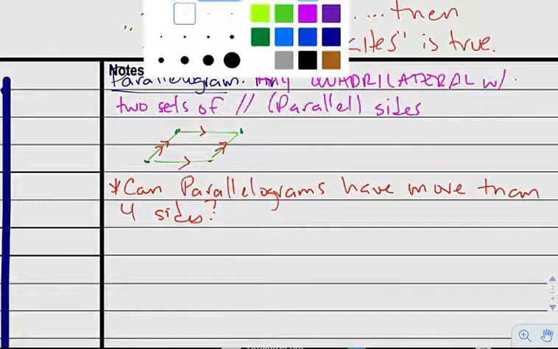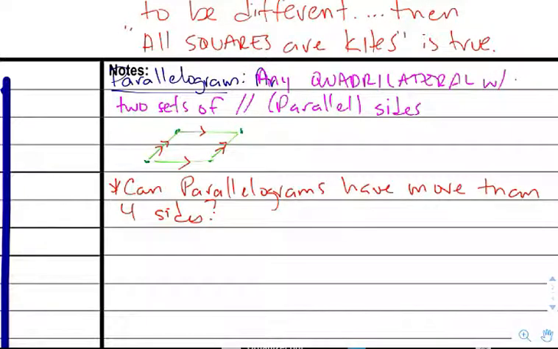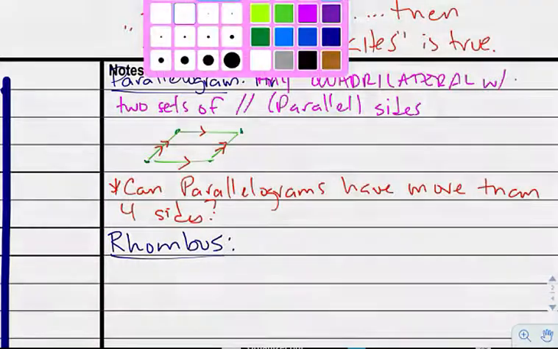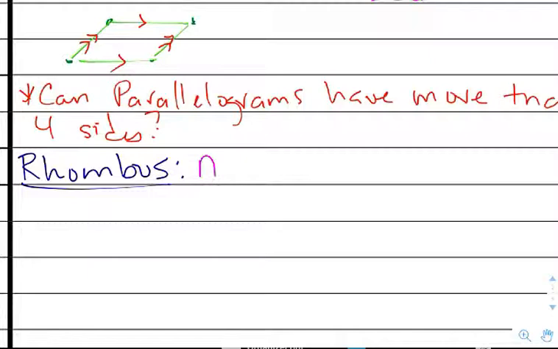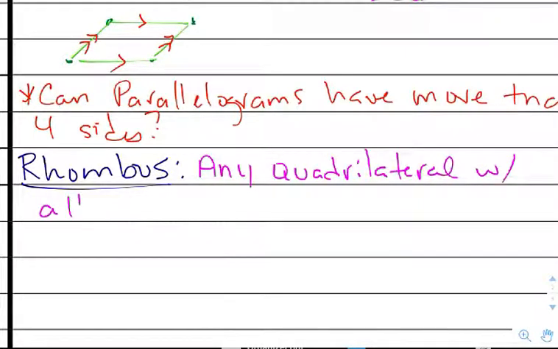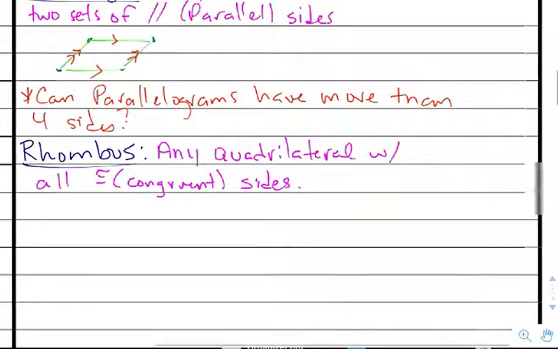Okay. Next shape we're going to talk about is a rhombus. Again, the definition here is actually not too disputed. A rhombus can be described as any quadrilateral with all congruent sides. And a little reminder of what that symbol means: it means congruent. It's like an equal sign with a squiggly on top of it. So any quadrilateral with all congruent sides.